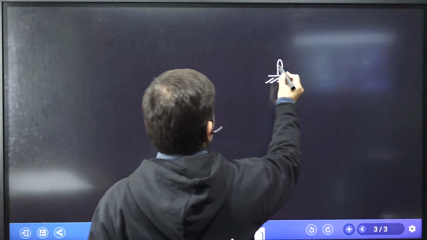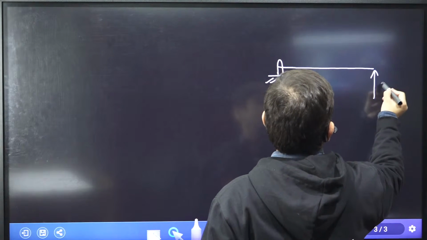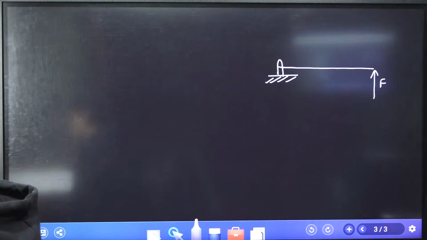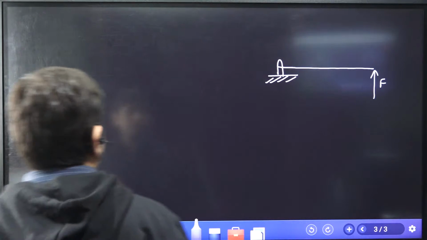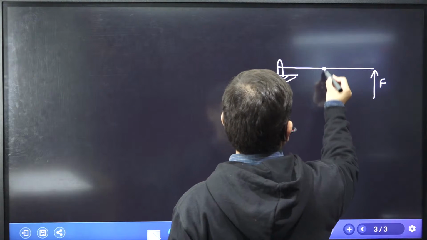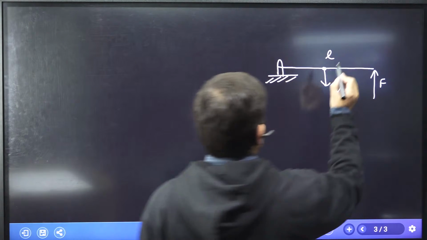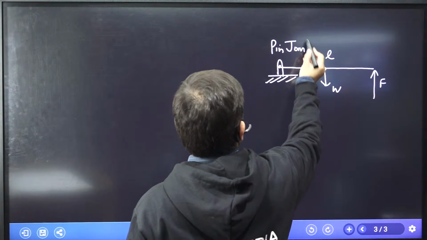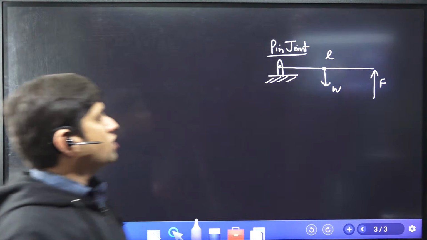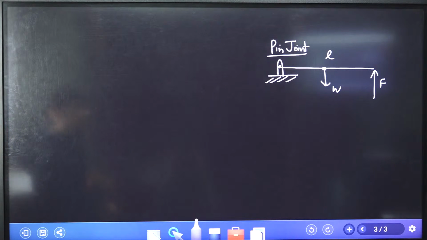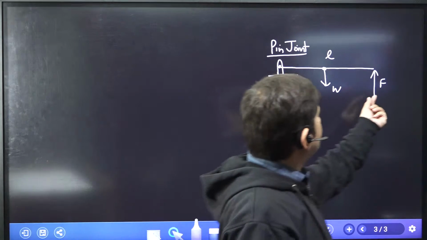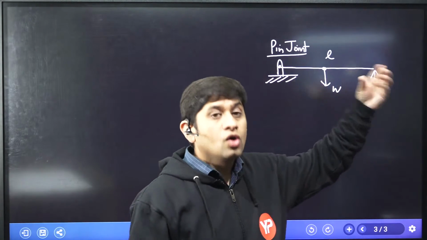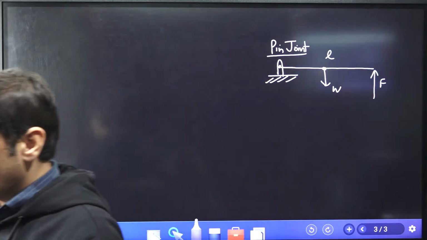There is a beam bar which is supported by some force. Let me read the question. A pin jointed uniform rigid rod of weight W and length L. So the weight of this rod is given as W and its length is given as L, and there is a pin joint here. He gives you a rod of weight W, supported at the end with some force, and it is a hinged joint, right?